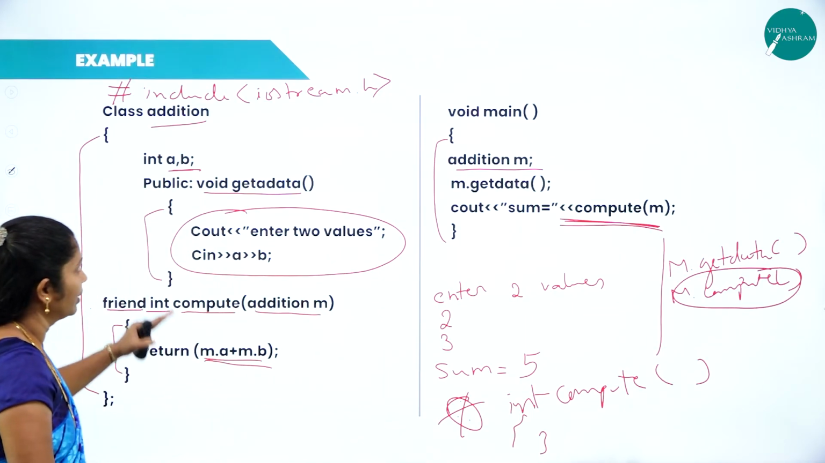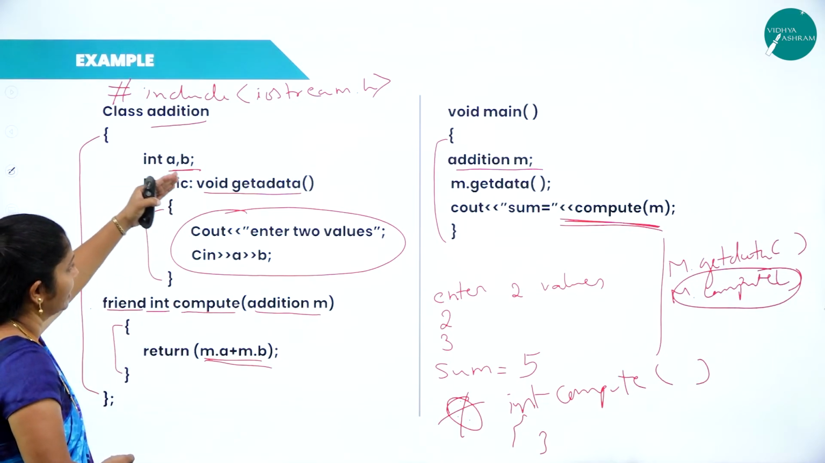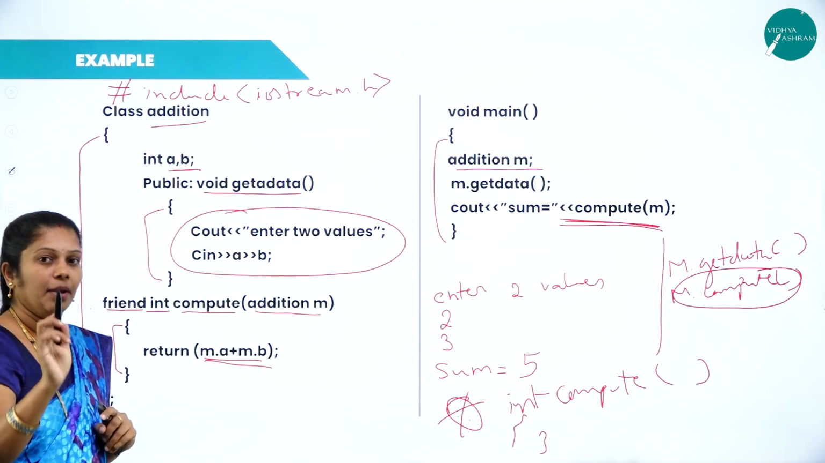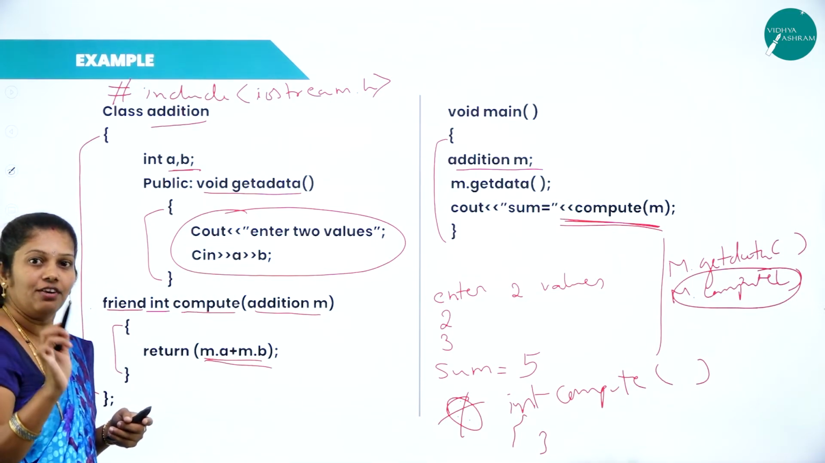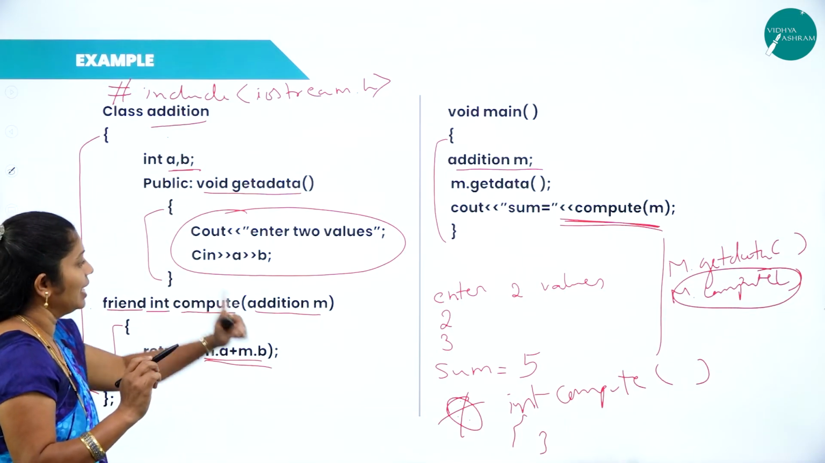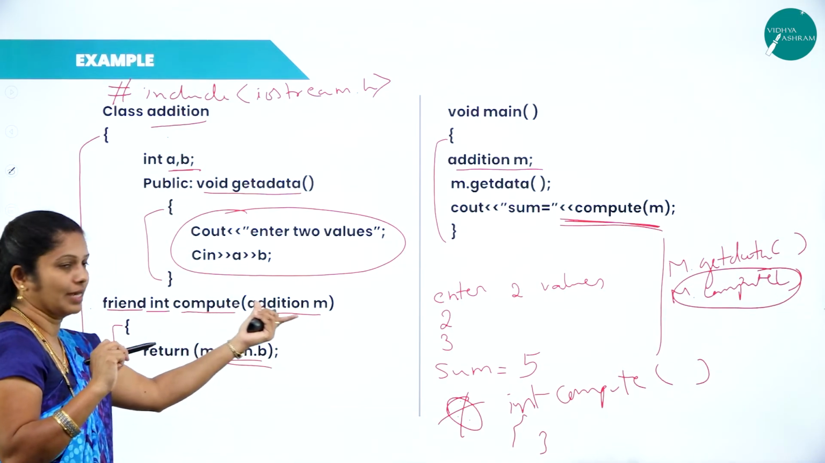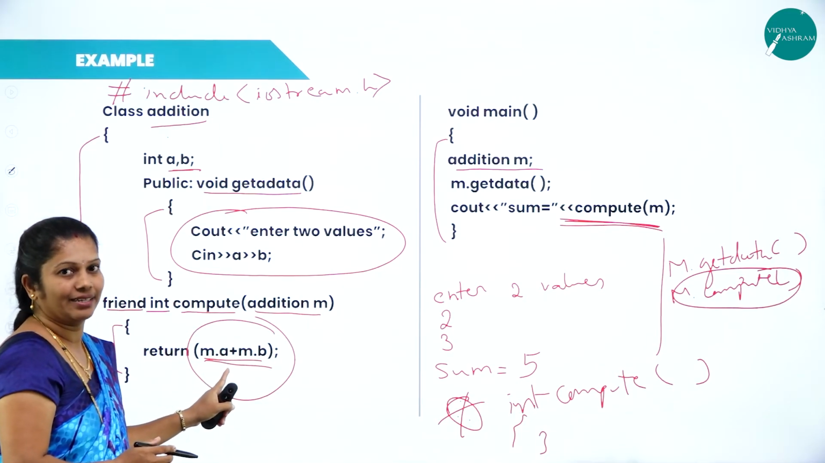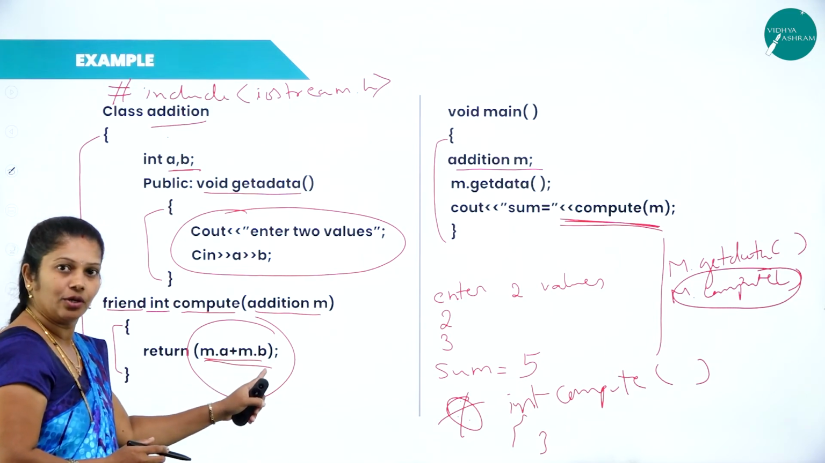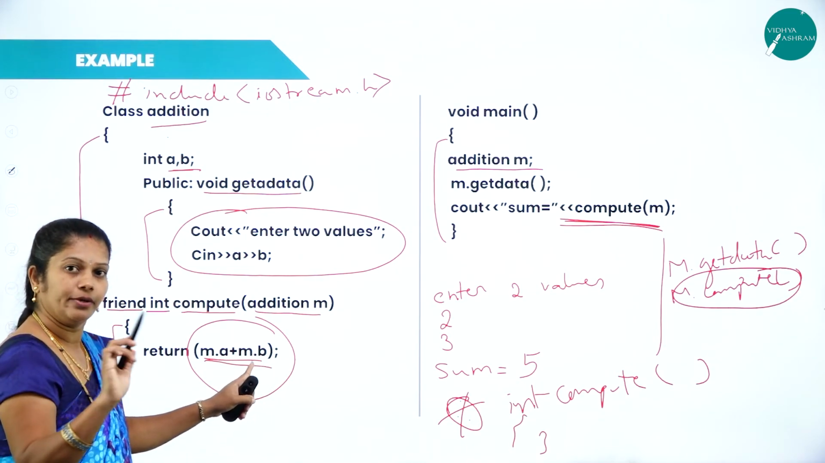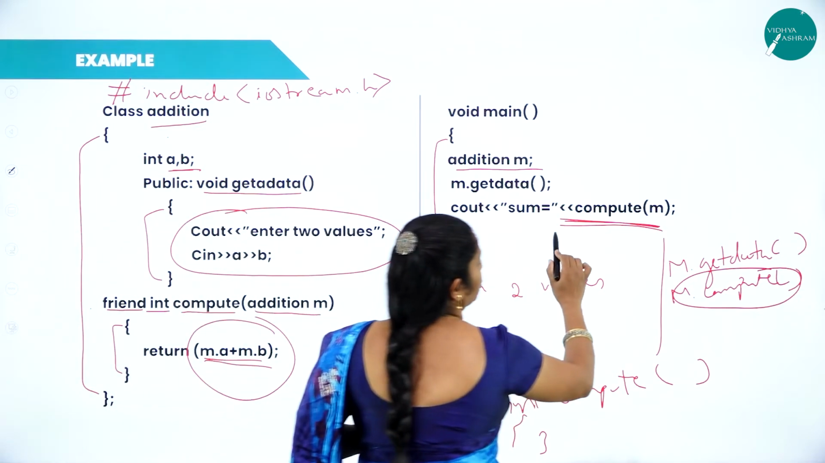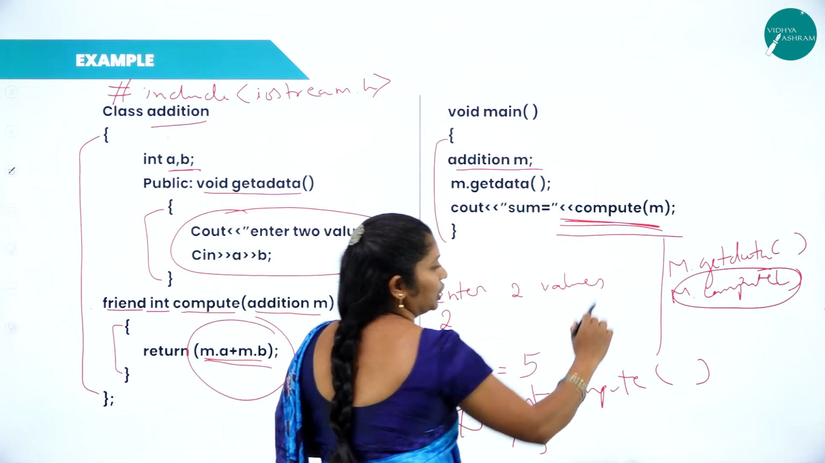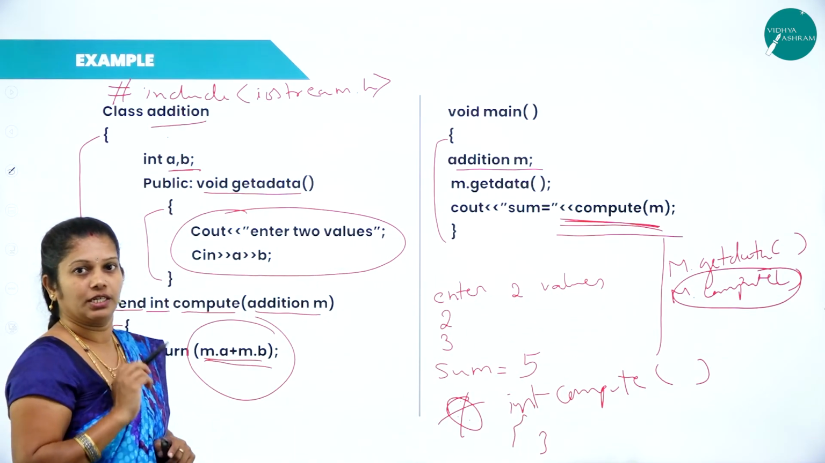Then this one simple program. Here we have two functions. One is get data and one more is compute. Both are functions only, but get data is a member function, whereas compute is a friend function. It is a friend of class addition. If I want to access any data, then I have to write object name dot data members. Directly I cannot access. While calling the function also, we do not require an object, but directly we have to write the function name, then inside the bracket you have to mention the object name. Now is it clear?